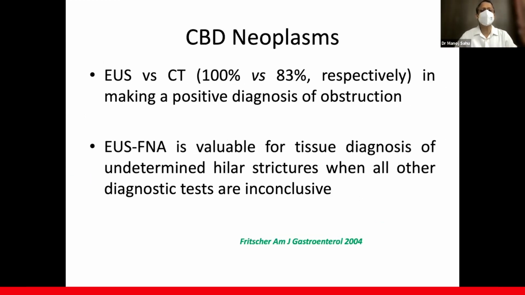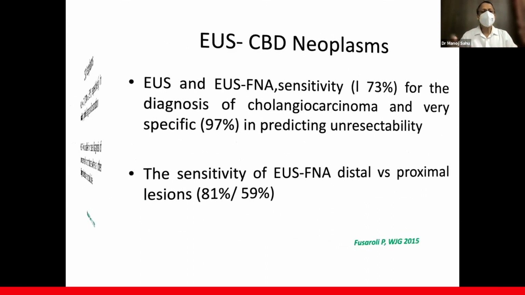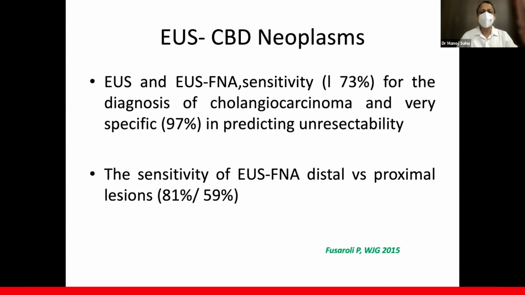CBD neoplasm, EUS versus CT. For making a positive diagnosis of obstruction, EUS is good compared to CT. EUS FNA is very valuable for tissue diagnosis of the hilar structure when other diagnostic tests are inconclusive. EUS will be very helpful if you are able to see the hilum. For CBD neoplasm, again, EUS FNA sensitivity is 73% for the diagnosis of cholangiocarcinoma, and it is very specific in predicting unresectability. So you need to see the CBD very nicely.